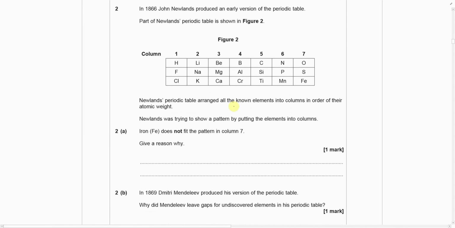Question 2. In 1866, John Newlands produced an early version of the periodic table. Part of Newlands' periodic table is shown in figure 2. We've got it here in all its glory. It says Newlands' periodic table arranged all the known elements into columns in order of their atomic weight. Newlands was trying to show a pattern by putting the elements into columns. Iron does not fit the pattern in column 7. Give a reason why. And this is obviously one of the problems with his periodic table, before Mendeleev came along and had his way. If you look here, we've got oxygen, we've got sulfur. They're both non-metals. Iron is a metal, so you can just get a nice easy mark for that. Iron is a metal. I guess you could put oxygen and sulfur are not.